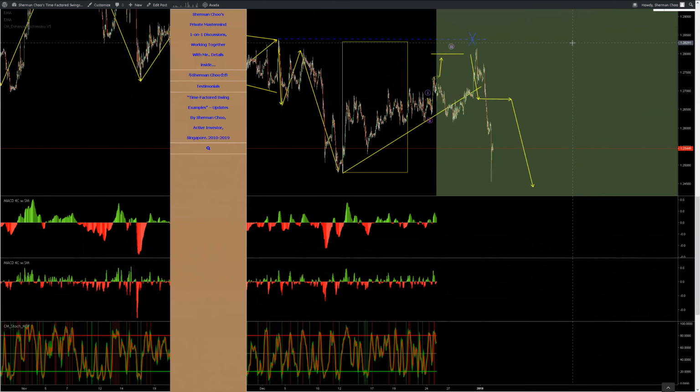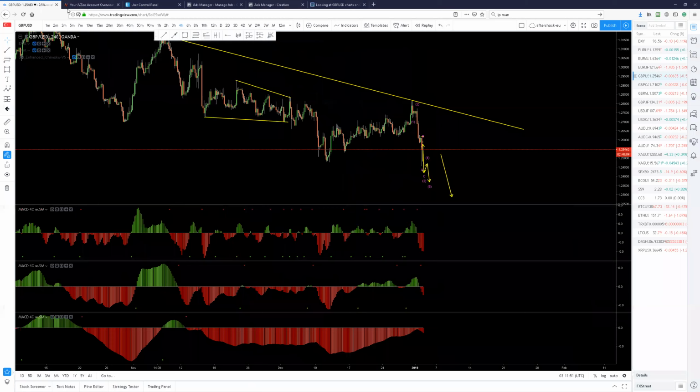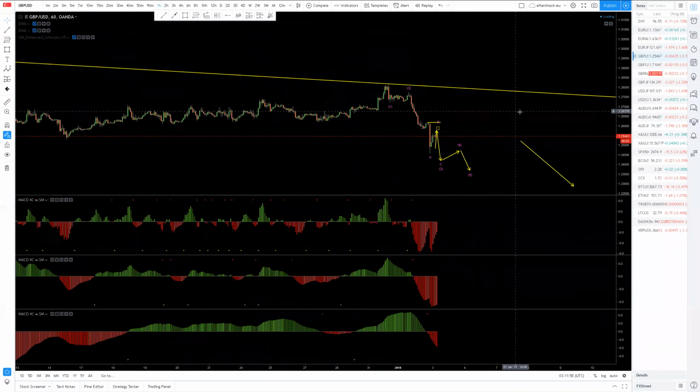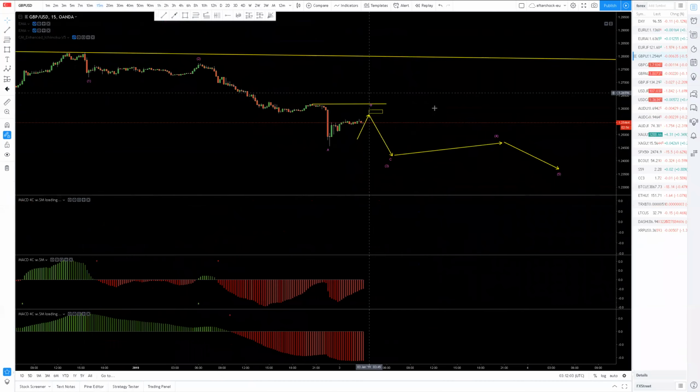Okay. So that was the pound dollar. Let's go have a look at what's going to happen now. Let's talk about what's going to happen now that the move has been done. Let's go look at something on the 15.